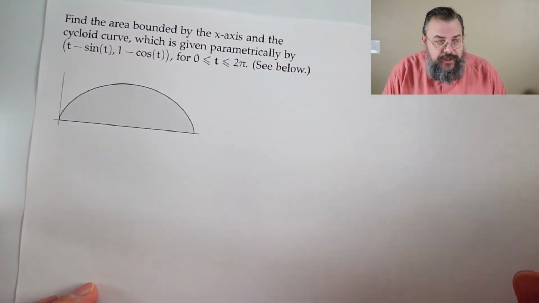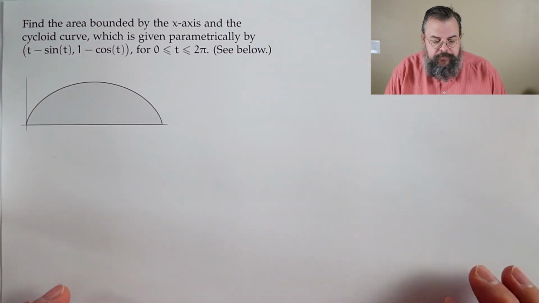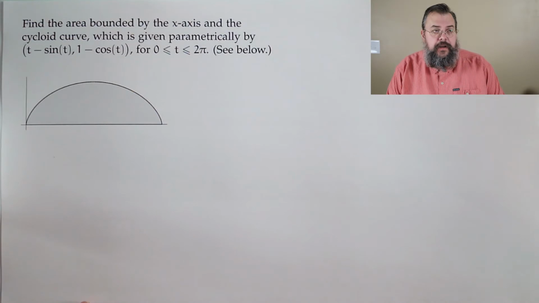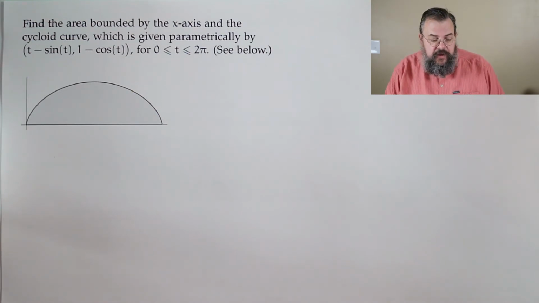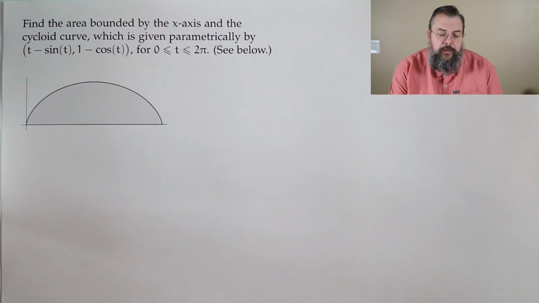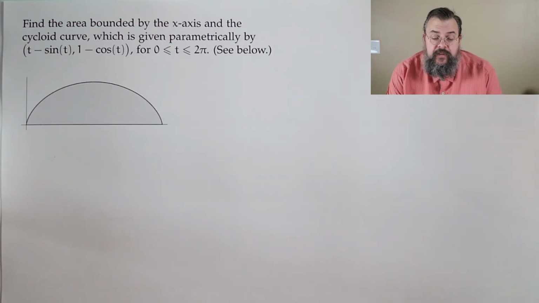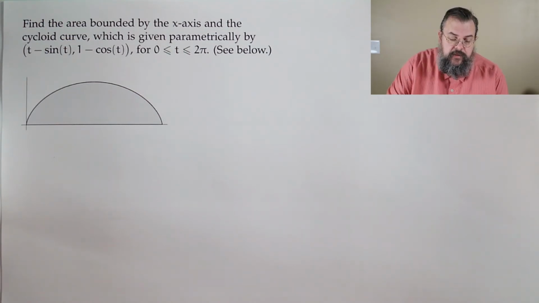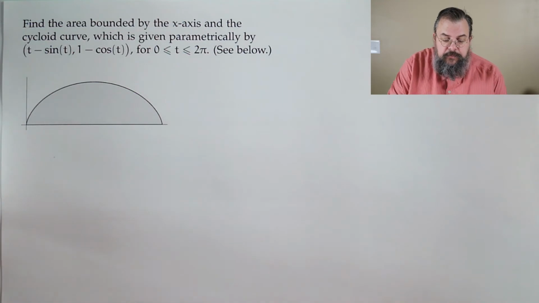Well, let's do a problem now with a different application. We'll do area. Find the area bounded by the x-axis and the cycloid curve, which is given parametrically by t minus sine t and 1 minus cosine t. And that's the picture of the curve.